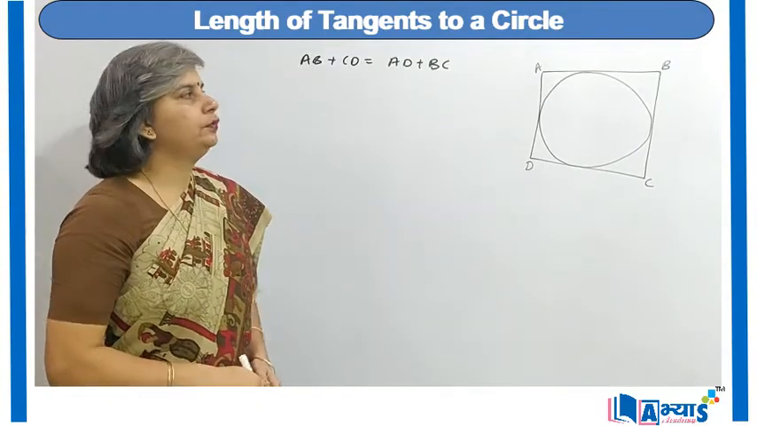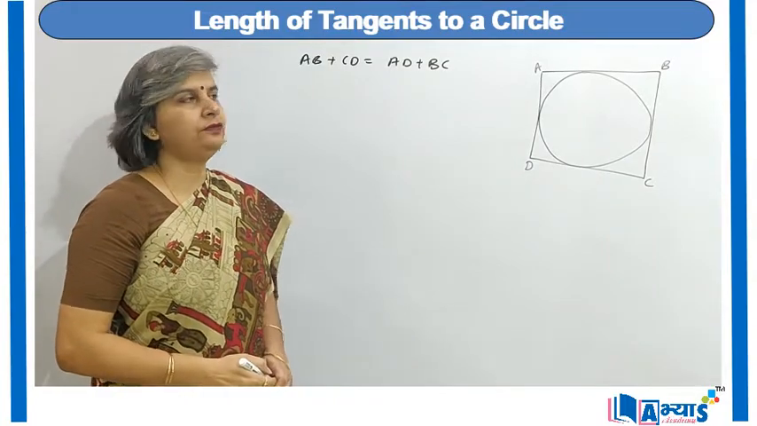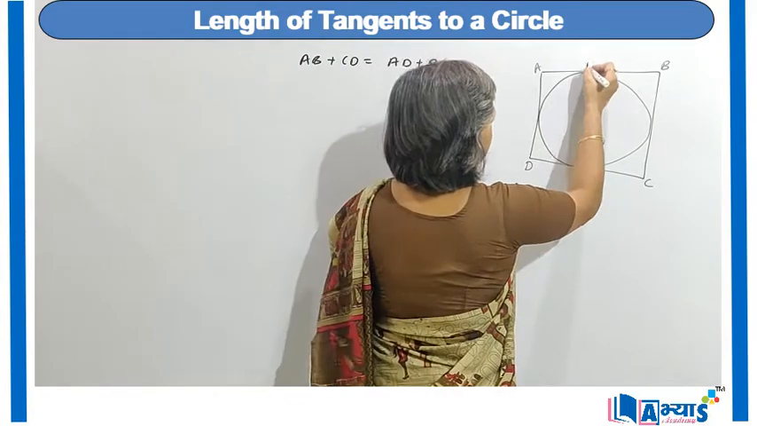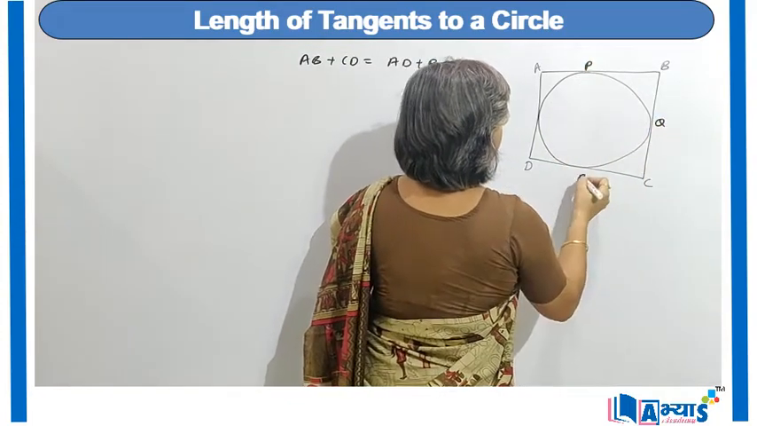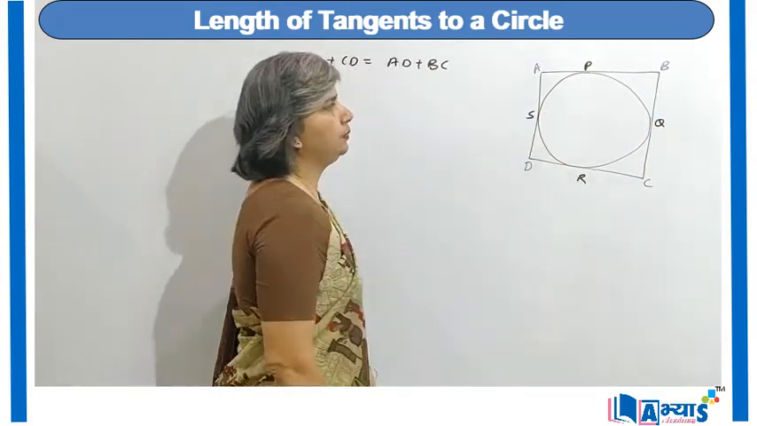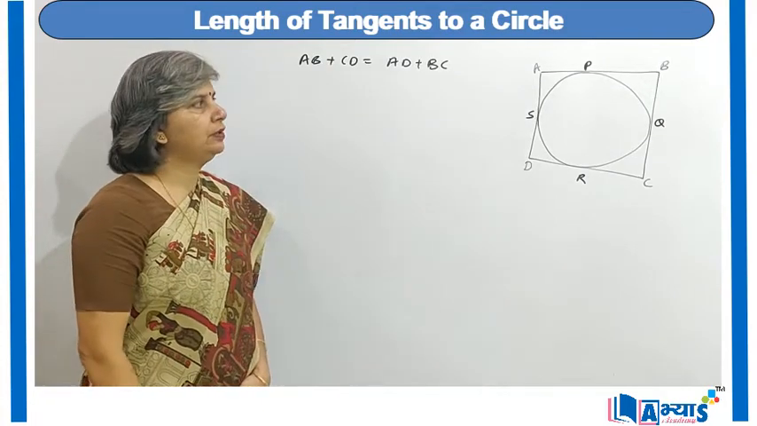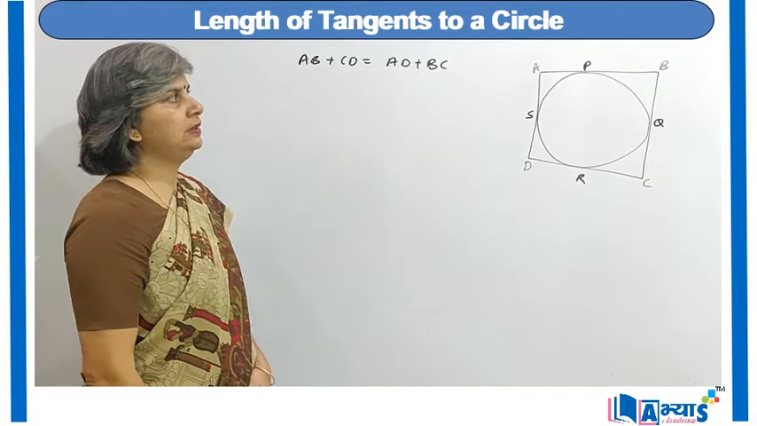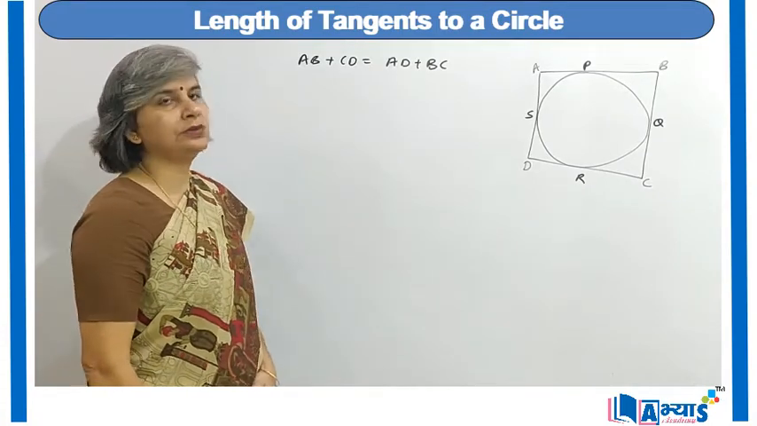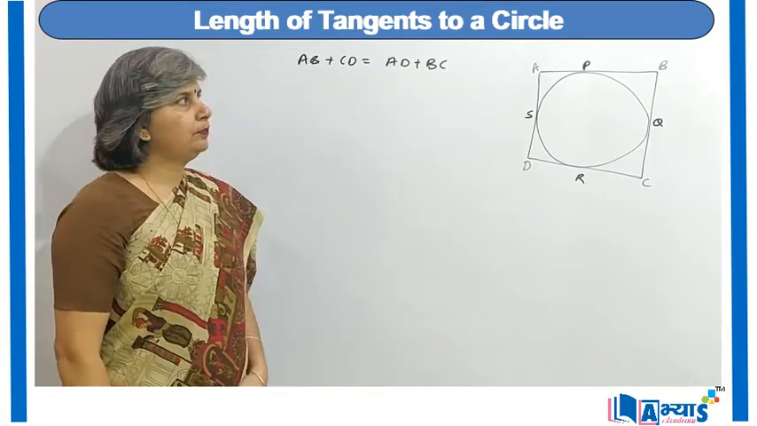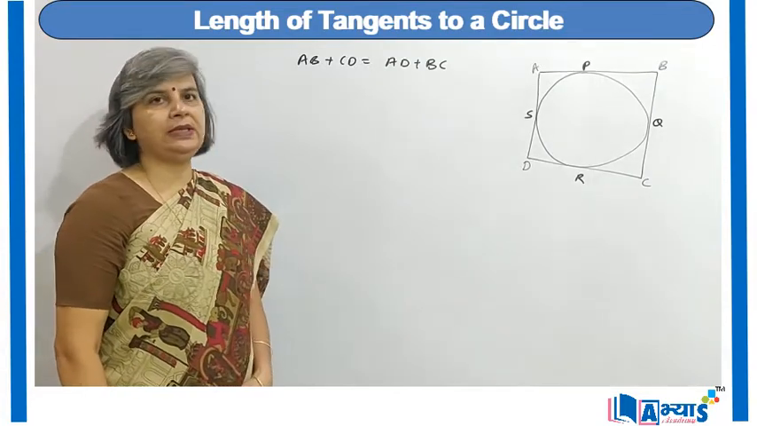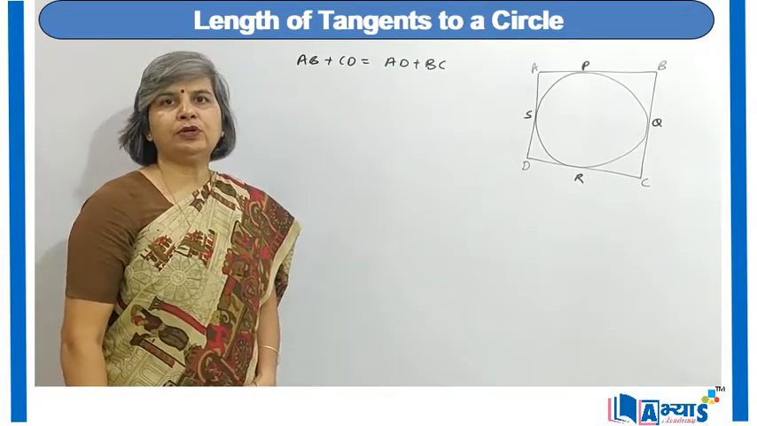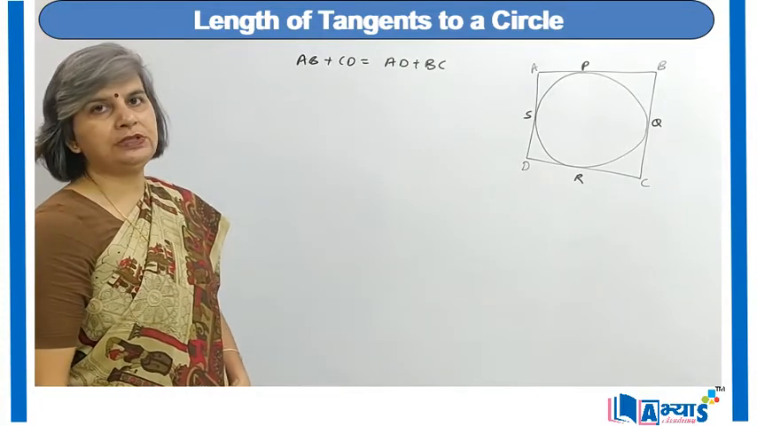Now to prove this, we will mark the points of contact with this circle. Let us take the points as P, Q, R and S. These are the points in contact with the circle. So we can say that AP is a tangent to the circle, and AS is also a tangent. The points A, B, C and D are outside the circle, and P, Q, R, S are the points of contact of the tangents from these points.